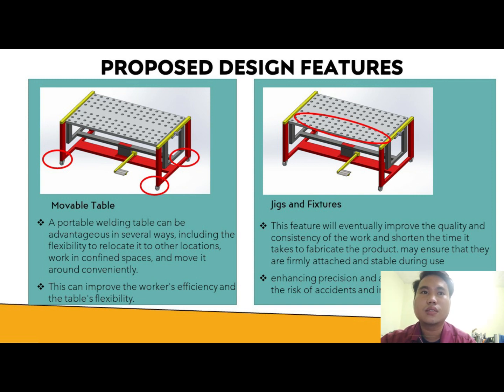The last one, jigs and fixtures. The feature for jigs and fixtures of the table throughout the course of the welding process. The jigs and fixtures will need to be able to rotate the component. This feature will eventually improve the quality and consistency of the work and shorten the time it takes to fabricate the product. It ensures they are firmly attached and stable during use, enhancing precision and accuracy and decreasing the risk of accidents and injuries.